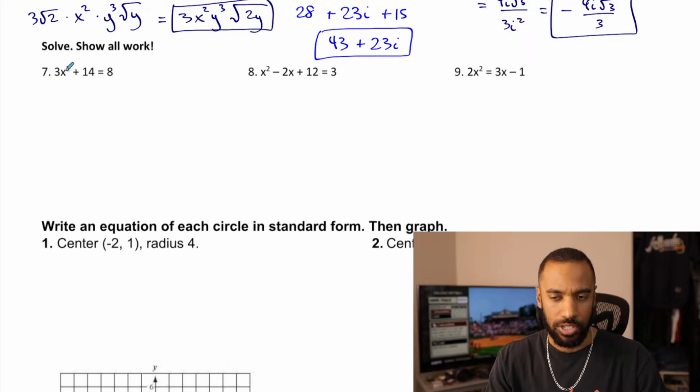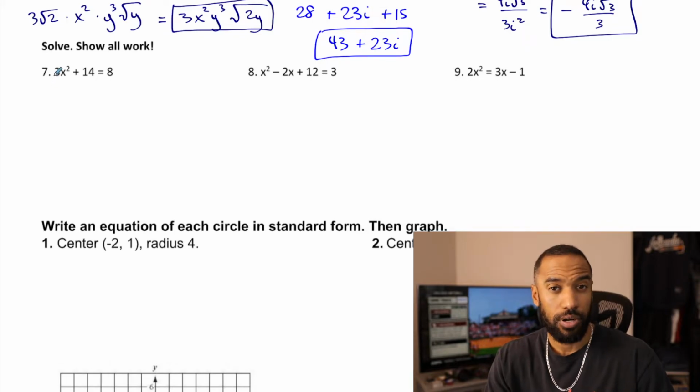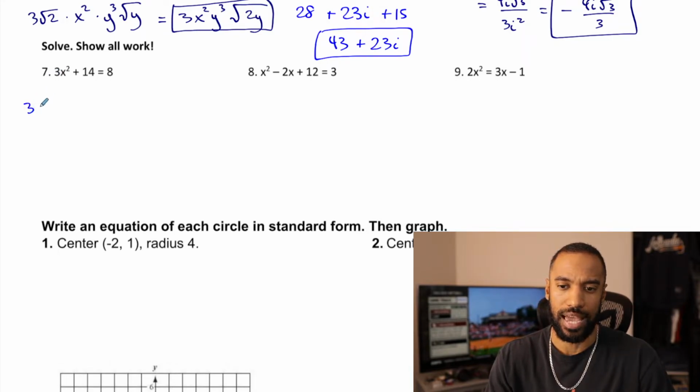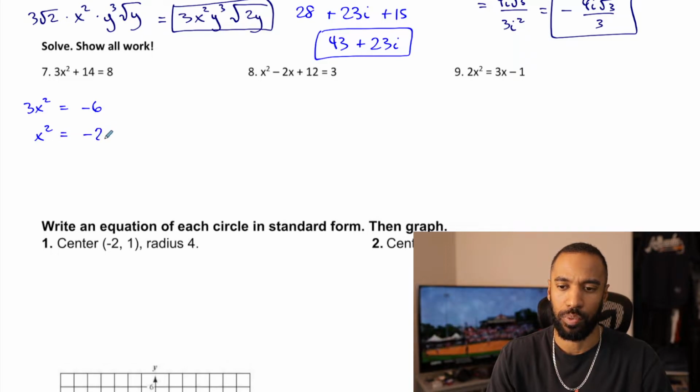I have an x squared term. I have no x term. So probably the most preferred way to do a problem like this is to get the x squared by itself. Let's subtract 14 from both sides like this. Now let's get the x squared by itself by dividing both sides by 3.